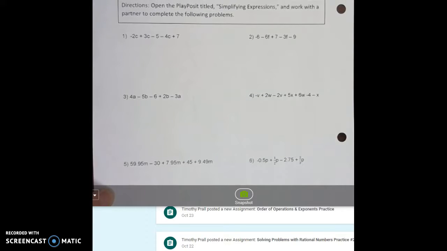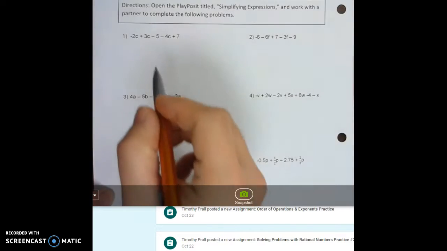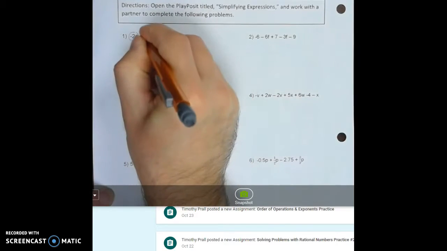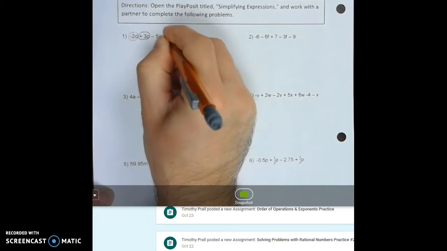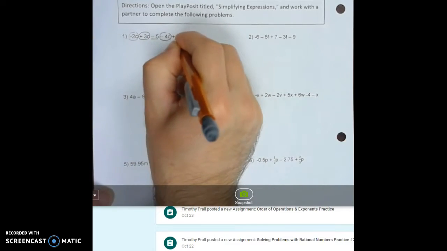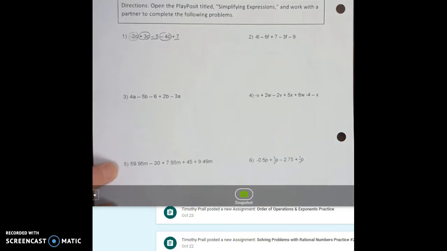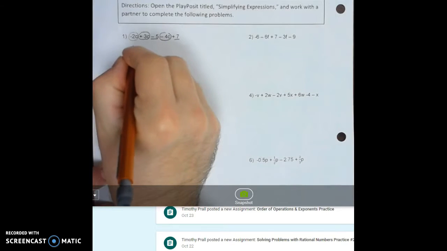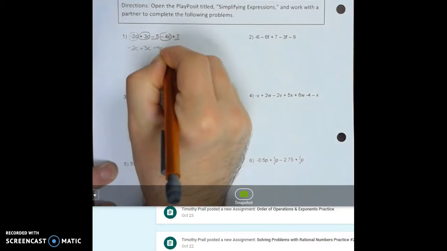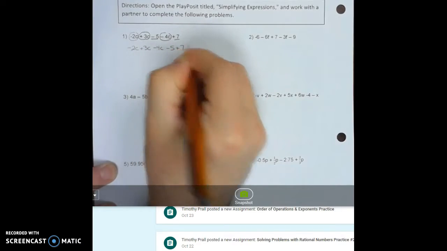In example 1, we're going to simplify negative 2c plus 3c minus 5 minus 4c plus 7. Okay, so I'm going to go ahead and circle my variable terms. I have a negative 2c, a positive 3c, a negative 4c. I'm going to underline my constants, negative 5 and positive 7. Okay, now I'm going to rearrange it. Negative 2c plus 3c minus 4c, constants at the end, minus 5 plus 7.